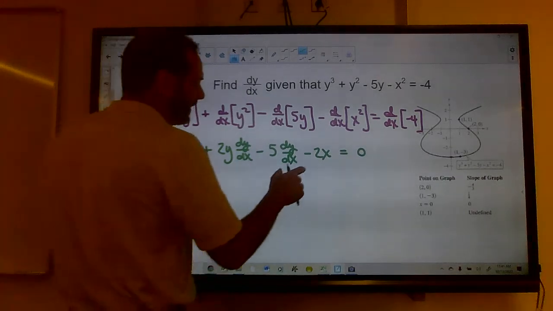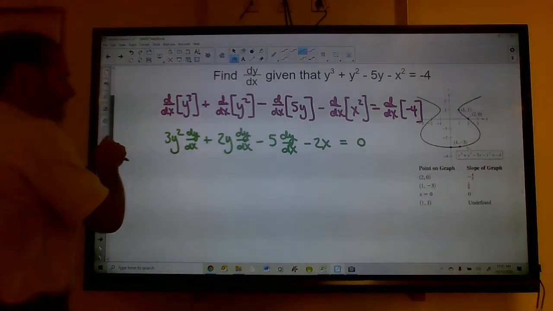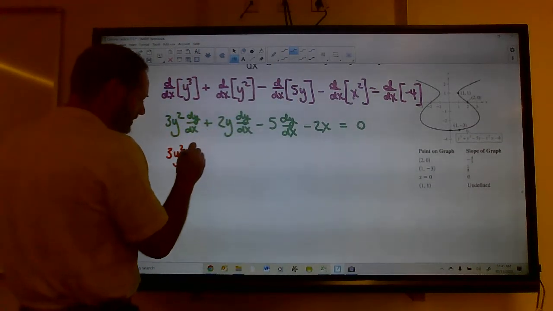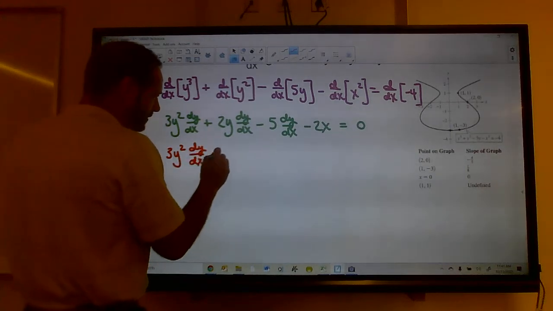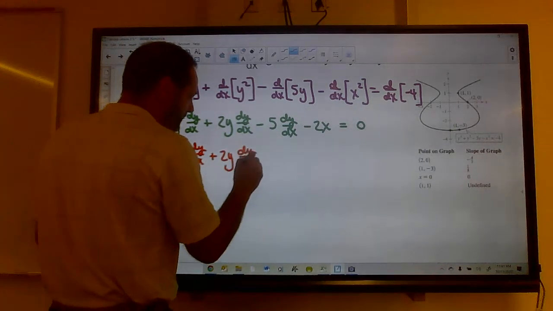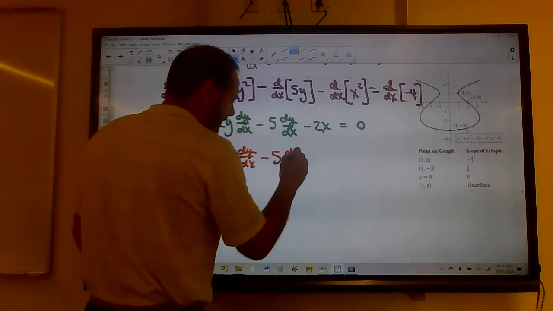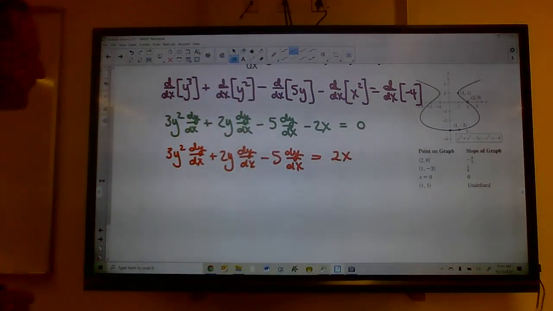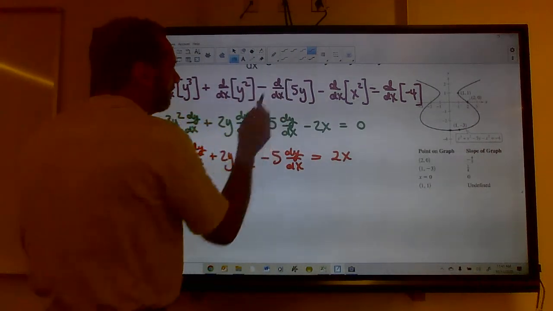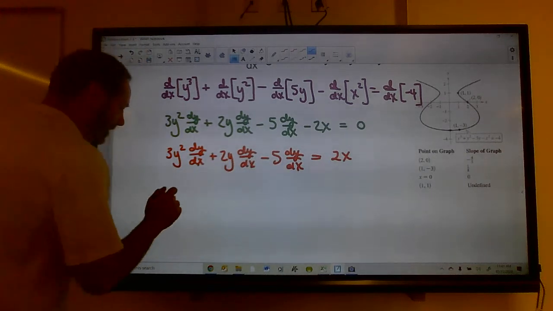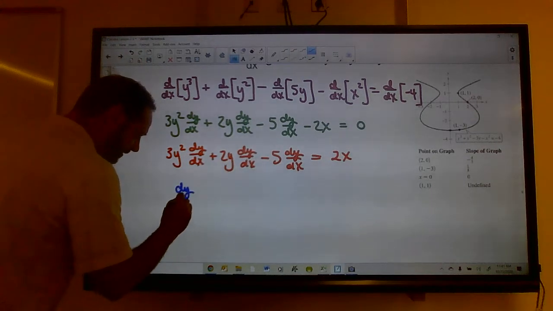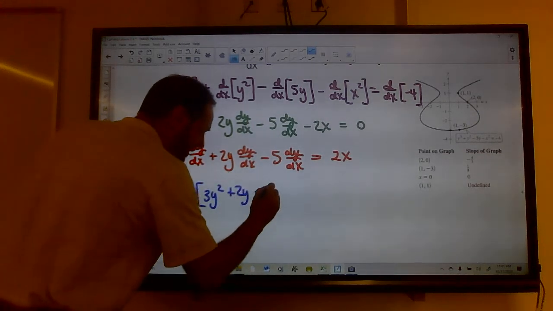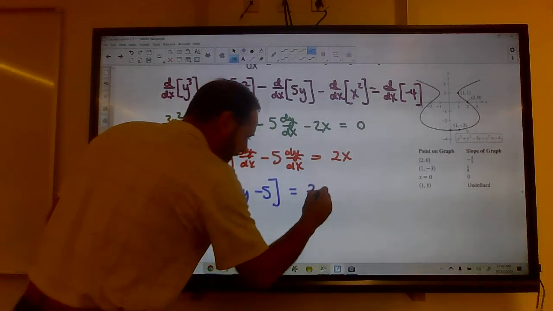Now I'm going to move anything without a dy dx to the other side. So this is going to be 3y squared dy dx plus 2y dy dx minus 5 dy dx is going to equal 2x. Now, all of these have a dy dx in common, so I can factor that out. Leaves me with dy dx times 3y squared plus 2y minus 5 equals 2x.